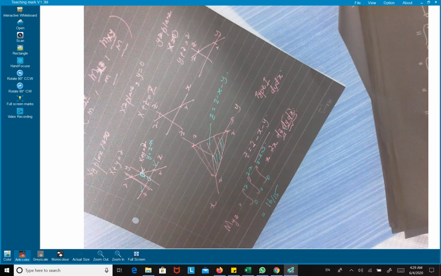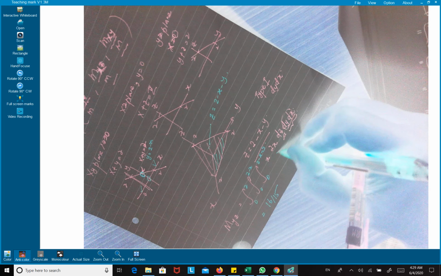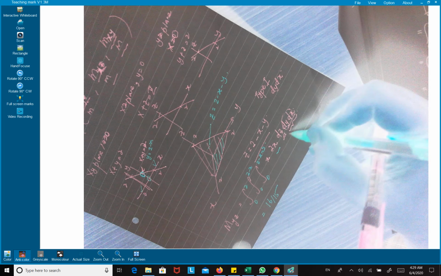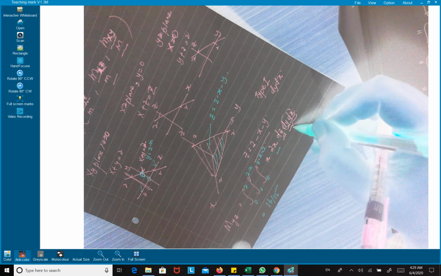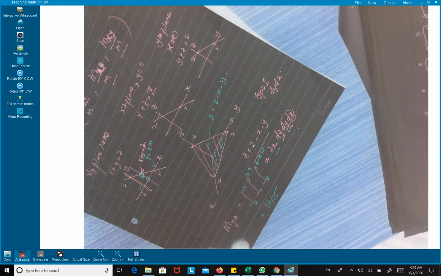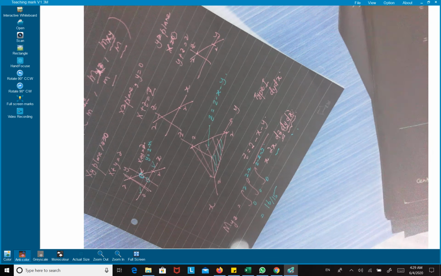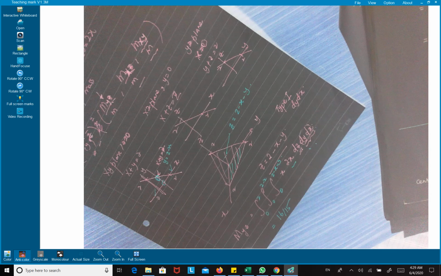So actually you can use any type. This is type 1. You can use type 2 or type 3, but you have to choose the correct region. But in this case, all regions have the same line.